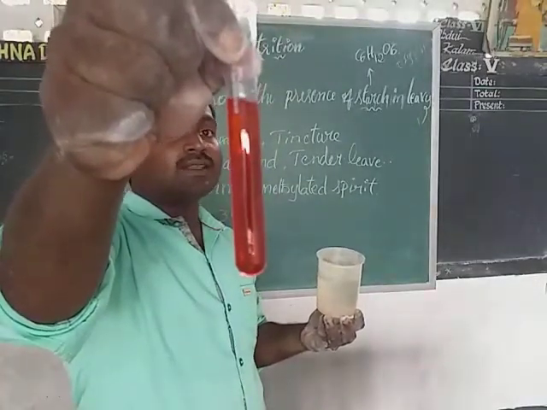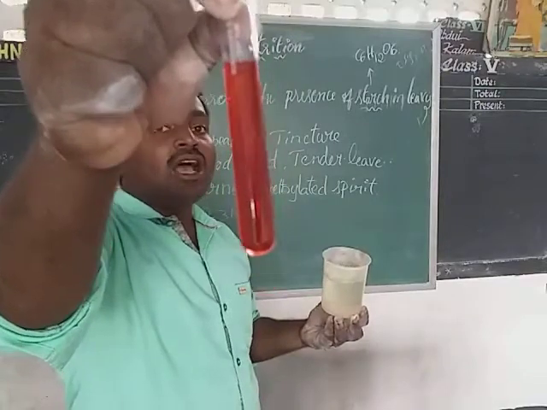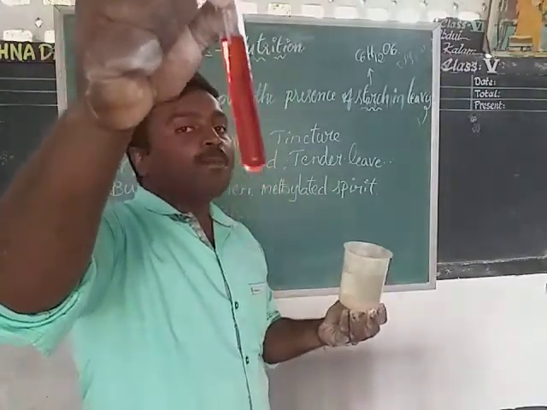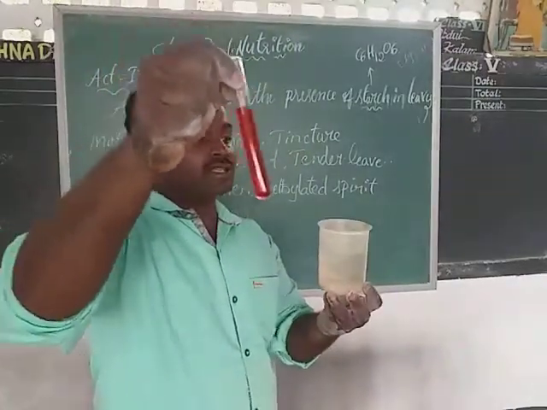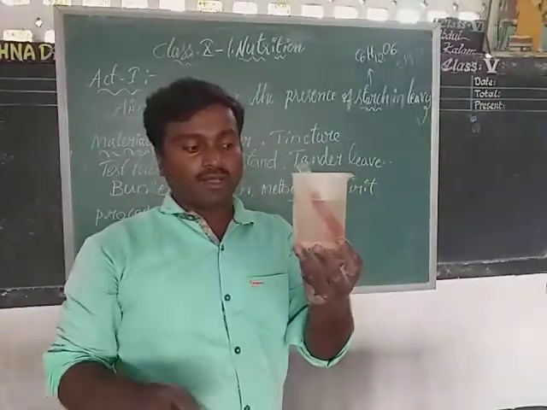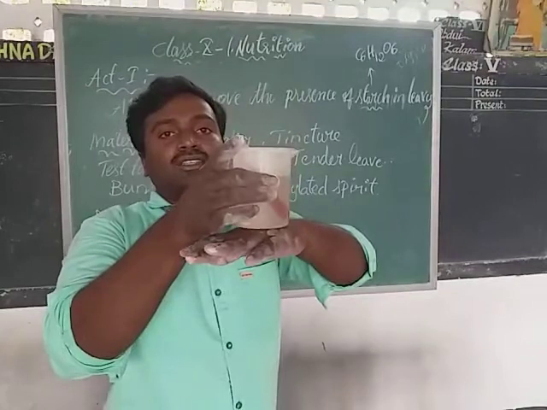Here this is a test tube which contains methylated spirit in it, and there is a chance to see one tender leaf. Okay. Now keep this test tube inside of this glass beaker carefully. Okay. Now keep this arrangement over the surface of a burner.